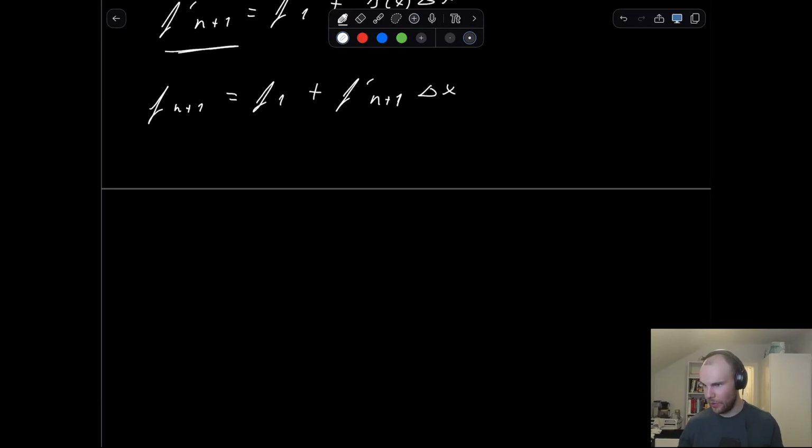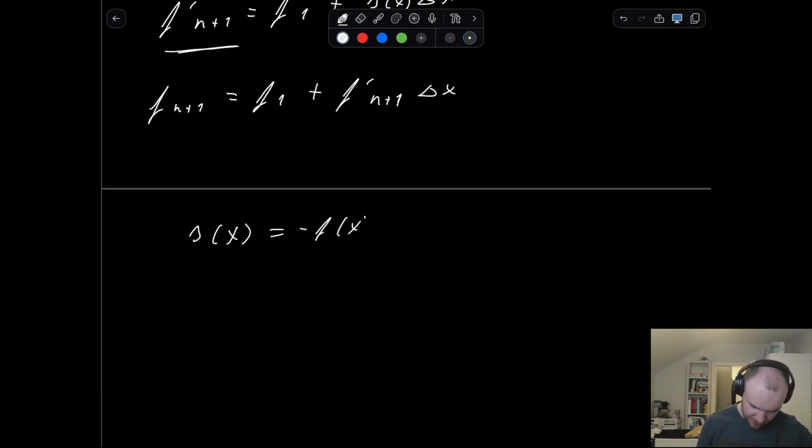Now we can move on to more physics. But before we do that, we can also solve this analytically. If s of x is equal to minus f of x plus c.